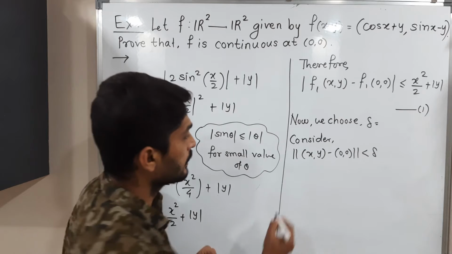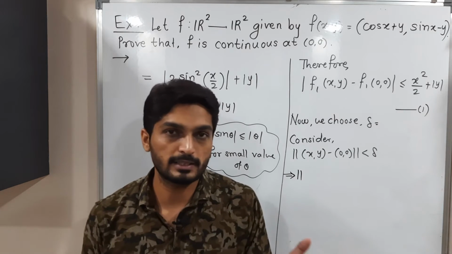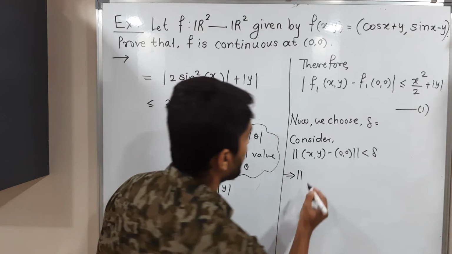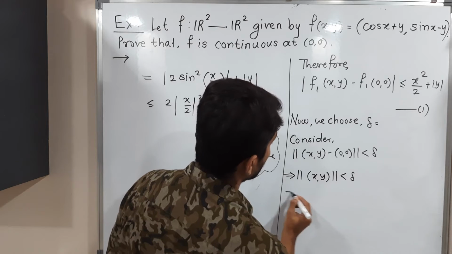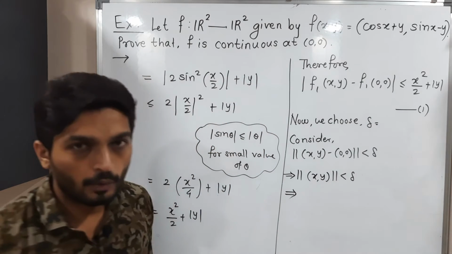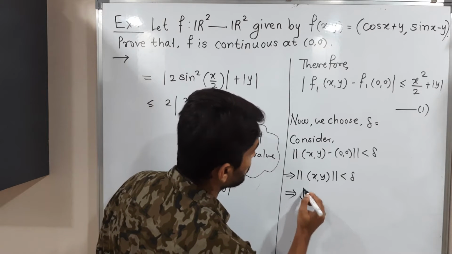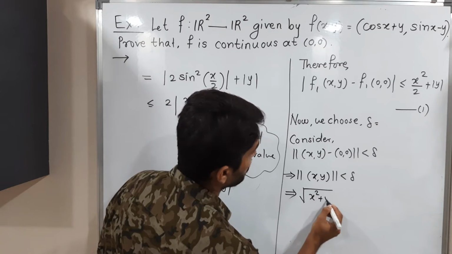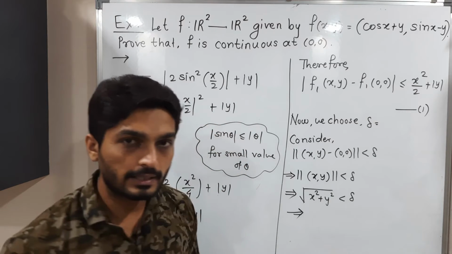What can we do here? See, do you know how to do subtraction, component wise subtraction? x minus 0, y minus 0. So we'll have norm of (x,y) less than delta. This implies, you know how to find the norm, square root of x square plus y square less than delta. I think you can easily guess the next step.